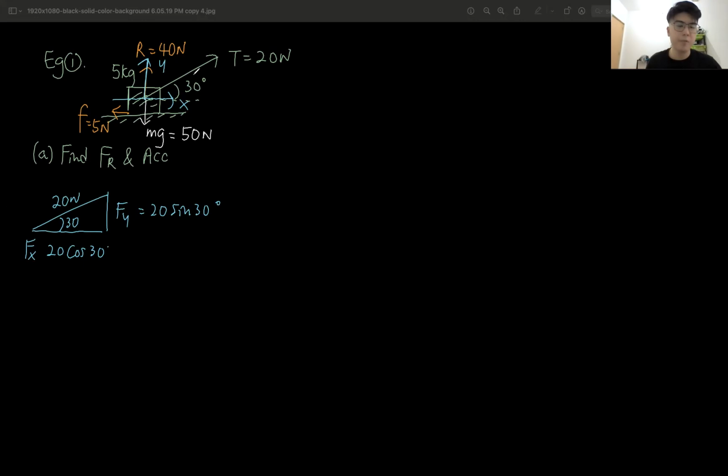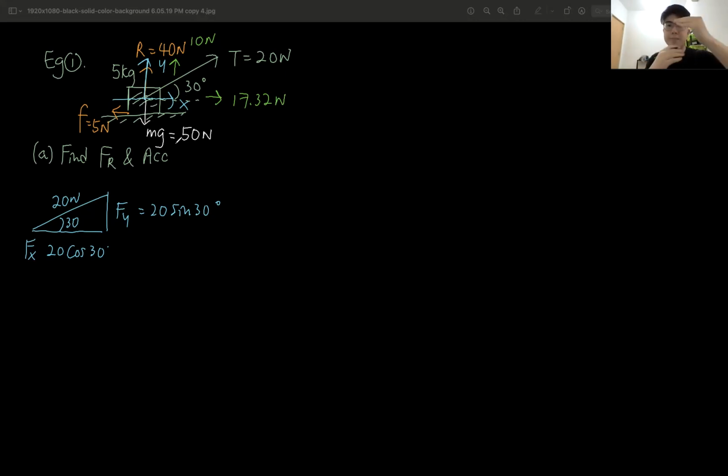Okay, now after you resolve, you get two forces. One is to the right, one is upward. The upward one, 20 sine 30, you get 10 Newton upward. And to the right, you get 20 cos 30, which is 17.32 to the right. Then you analyze total vertical forces and total horizontal forces. Total vertical is balanced because the reaction 40 plus the 10 equals the mg 50.